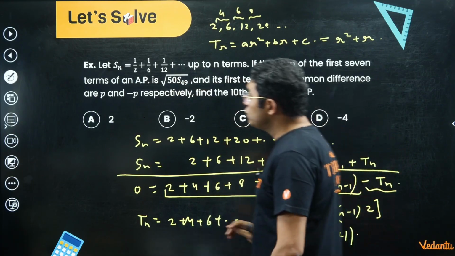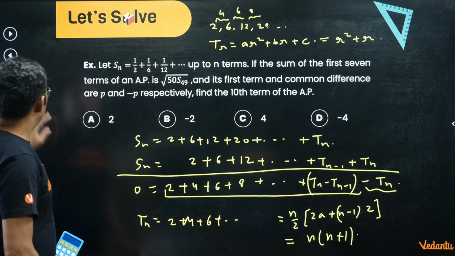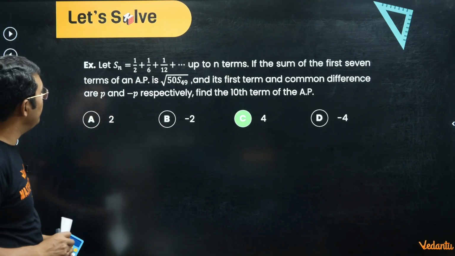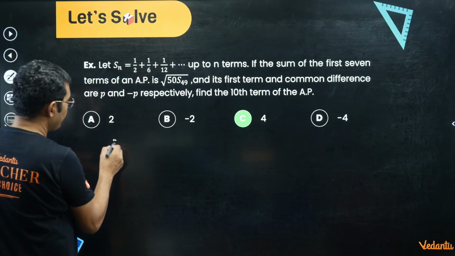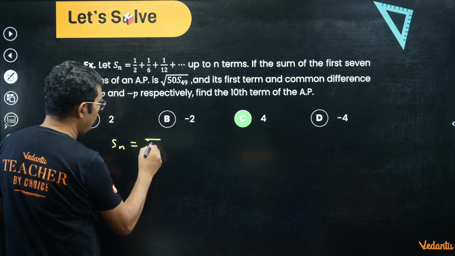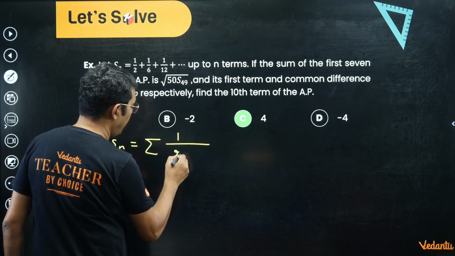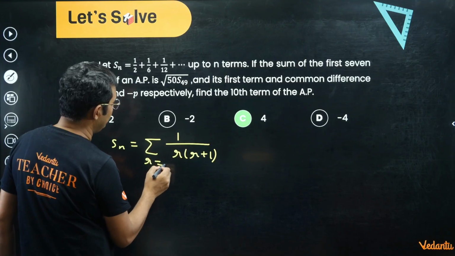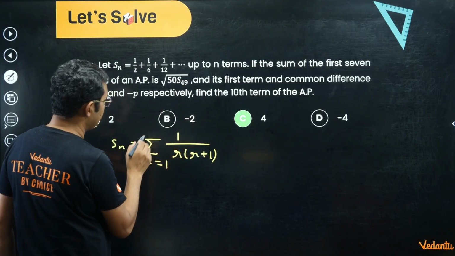Okay, now I will go to the next slide because there is no space here. Answer we have seen, but it's okay. So what is my Sn? Sn is actually sigma of 1 upon r into r plus 1. The value of r is starting with 1 and going till n terms.